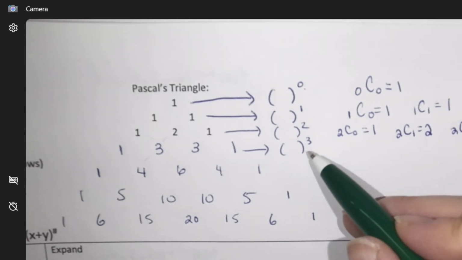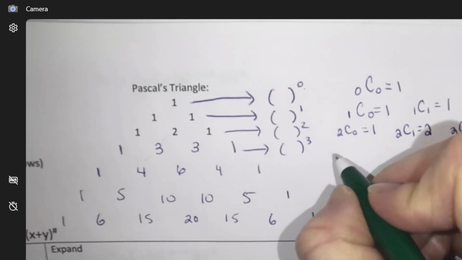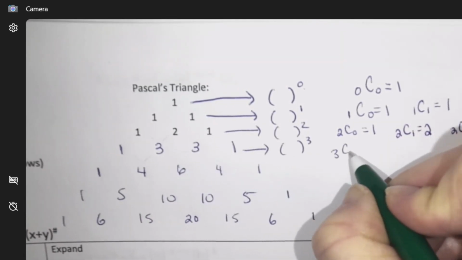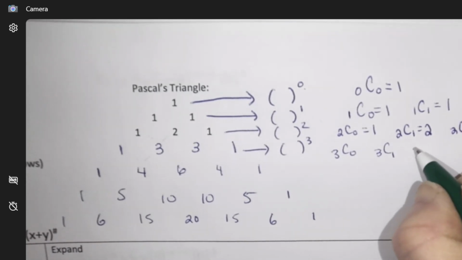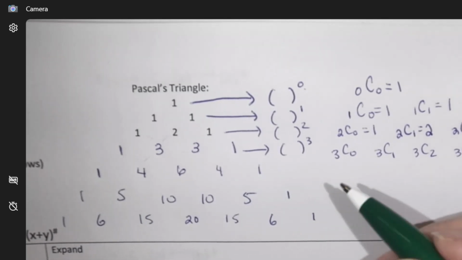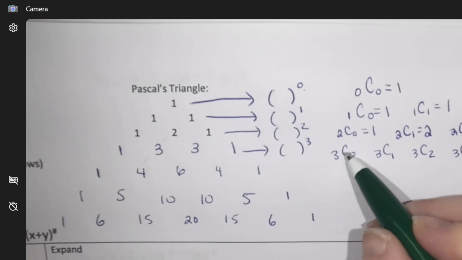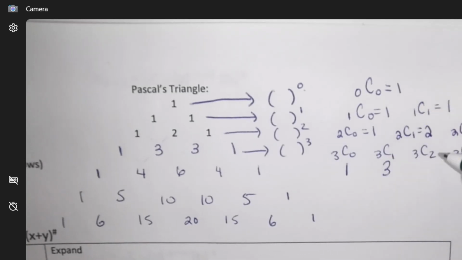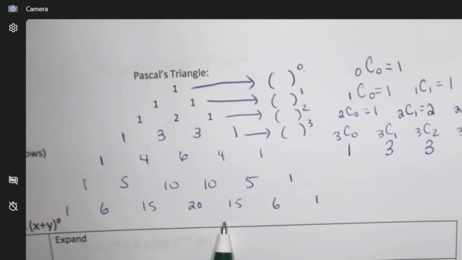So let's check out the next one, an exponent 3. So these numbers, there's 4 numbers. They should come from 3, choose 0, 3, choose 1, 3, choose 2, and 3, choose 3. Those 4 numbers should be the pattern. So I'm going to try it on my calculator. So 3, choose 0 is 1. 3, choose 1 is 3. 3, choose 2 is 3. 3, choose 3 is 1. Those numbers, that's where it's coming from. So you can keep going in the pattern to see if it works.